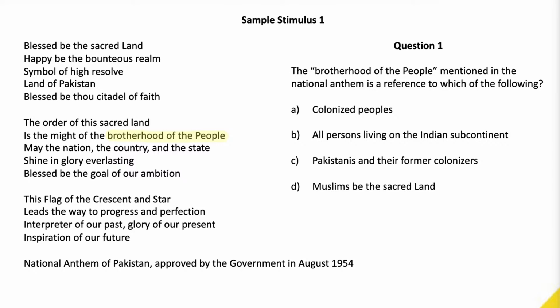So we know, for instance, that the way Pakistan was created is that there was the partition after India got its independence from the British Empire. So the brotherhood of people would not be referring to the colonized people. So let's eliminate that answer choice. It would not be referring to all people living on the Indian subcontinent. So now what we have is Pakistanis and their former colonizers, or Muslims in the sacred land.